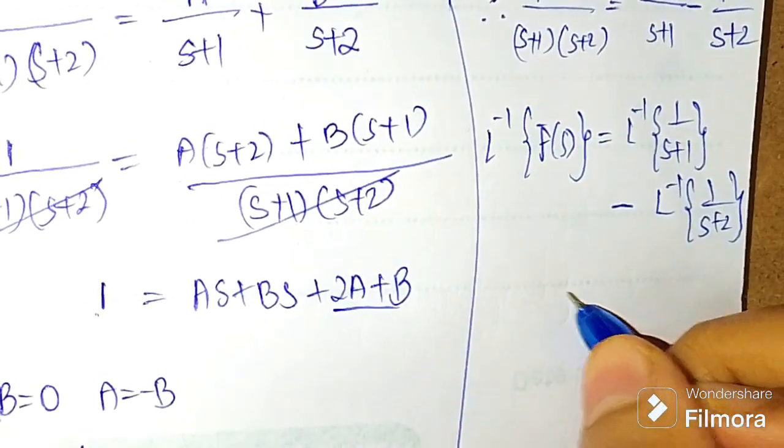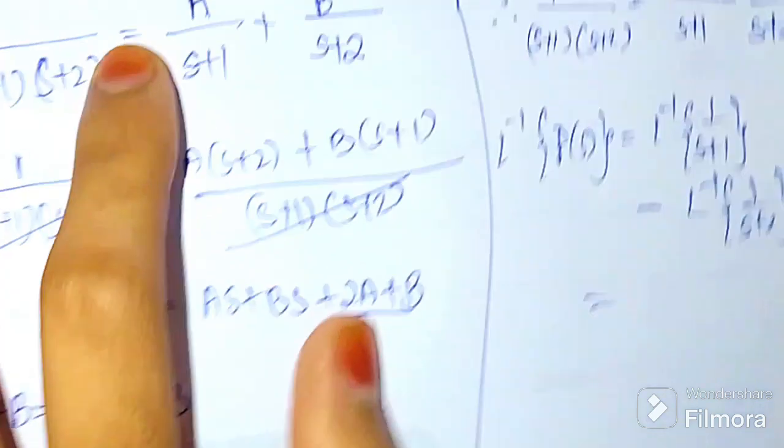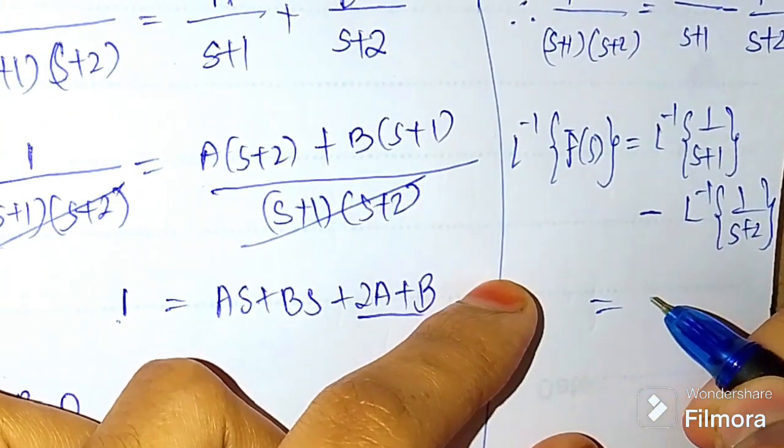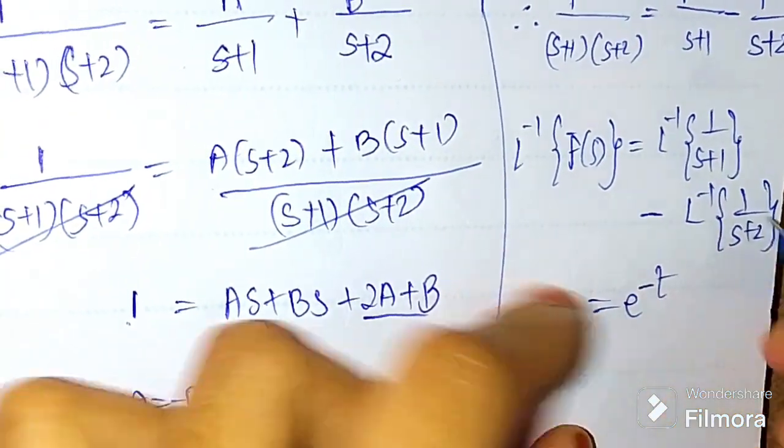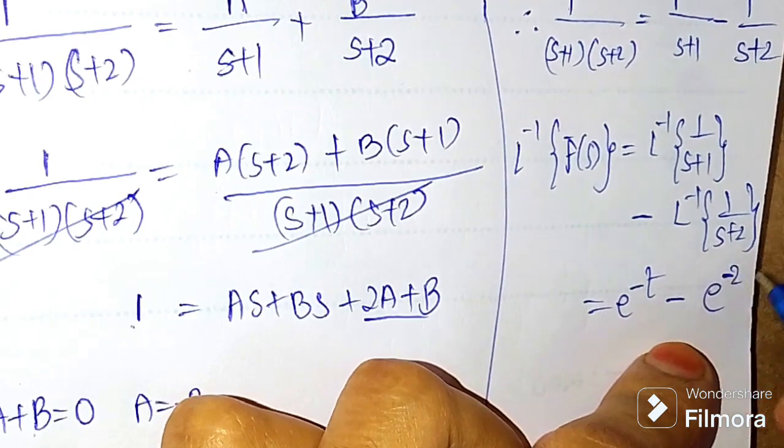So which property will we be using? Laplace inverse of 1 by (s plus 1), using the standard formula, we can write e power minus t. This will be e power minus 2t.